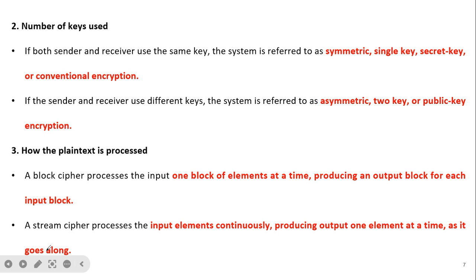Second dimension is number of keys used. If both sender and receiver use the same key, then the system is referred to as symmetric, single key, secret key or conventional encryption. If the sender and receiver use different keys, the system is referred to as asymmetric, two key, public key or asymmetric encryption. How the plain text is processed, this is the third dimension, either in block or in stream.